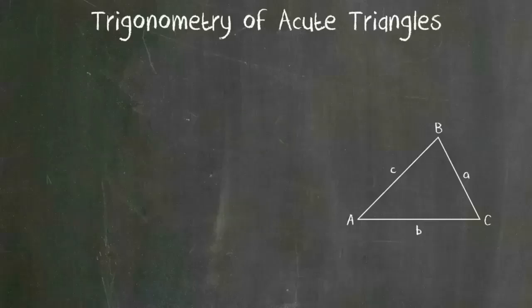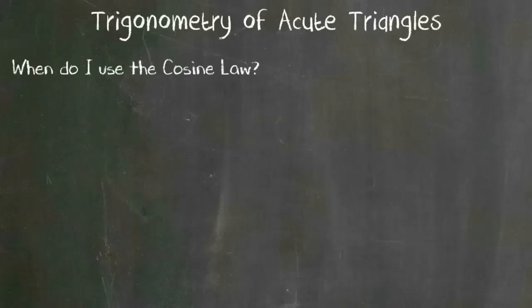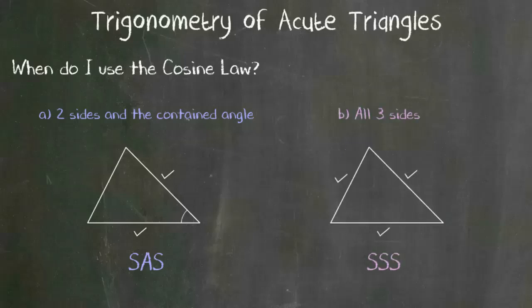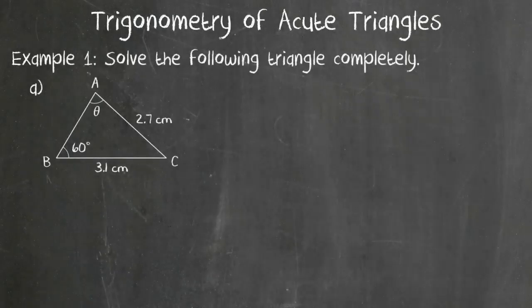So similar to the sine law, when do we use cosine law? Well, we use cosine law when we are given two sides and the contained angle. It's also known as side angle side. The other time we use cosine law is when I have all three sides. If I have all three sides, I can use cosine law to find any of my missing angles. And once I found one of my missing angles, I can use either sine law or cosine law to finish solving the triangle.